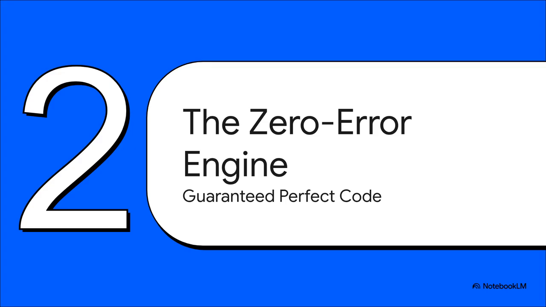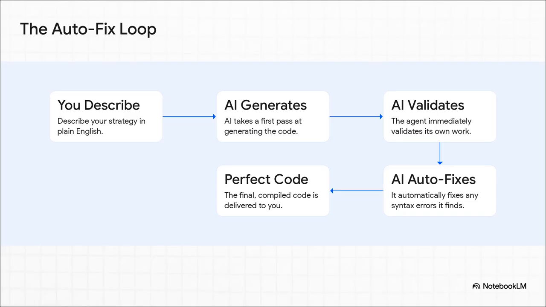Well, it all comes down to this unique process they call the zero-error engine. Here's the breakdown. You start by just describing your strategy in English. Then the AI generates the code. But, and this is the absolute key, it immediately starts validating its own work. It scans for any syntax errors, and if it finds one, it automatically fixes it and then checks it again. This whole loop just repeats itself over and over until the code is perfect. Only then does it actually deliver it to you.